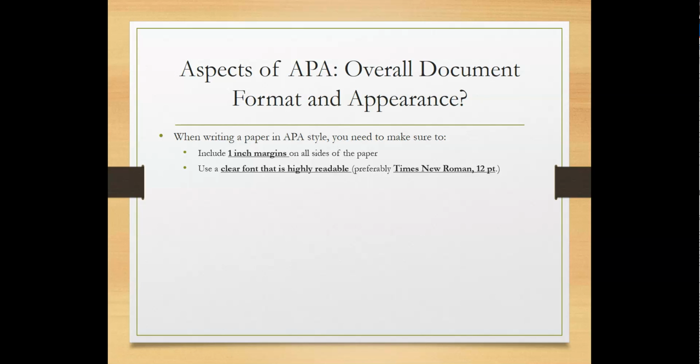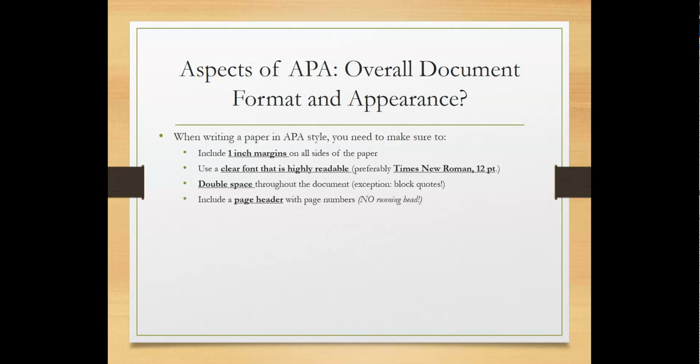I know that might sound a little silly to say, but there are times when all of us that work in the Writing Center have seen papers where the font choice has been really interesting and it makes it harder to read the paper. So keep in mind you want to have something that's easy on the eyes. You want to make sure to double space the entire document. That is standard for APA. You also want to make sure to include a page header with page numbers.